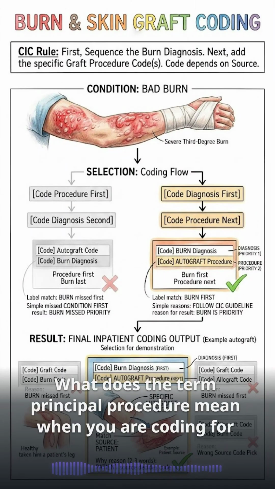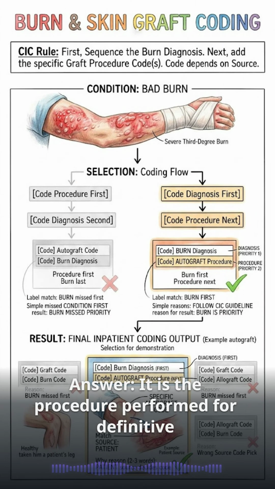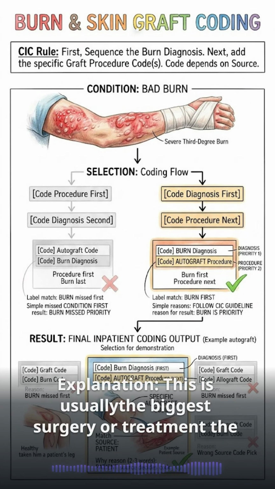14. What does the term principal procedure mean when you are coding for an inpatient hospital stay or visit? It is the procedure performed for definitive treatment, rather than just for testing or exploring the medical problem. This is usually the biggest surgery or treatment the patient had, which takes care of the main sickness.